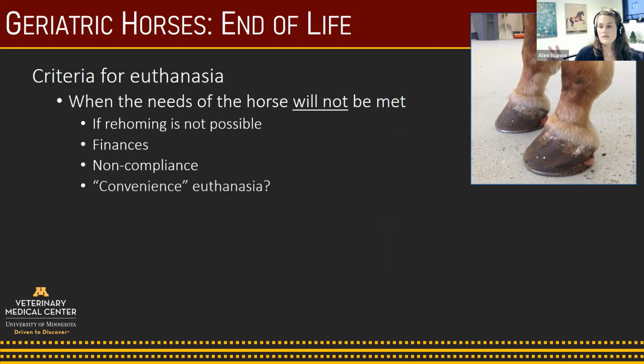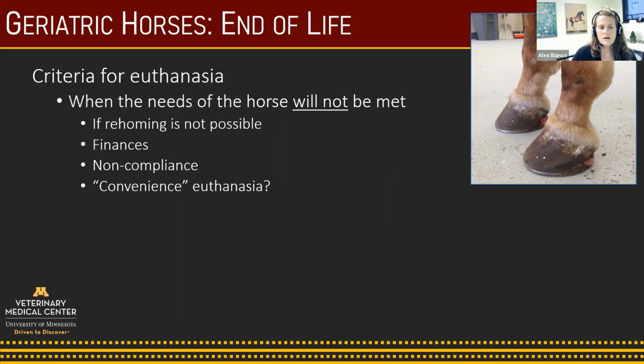There's this idea of convenience euthanasia. And this is when really a horse is euthanized purely because the owner has determined they want to euthanize their horse. And it might be that they aren't that sick, or they don't have what you as a veterinarian or as another horse owner would consider a reason that they deserve to be euthanized or they should be euthanized.